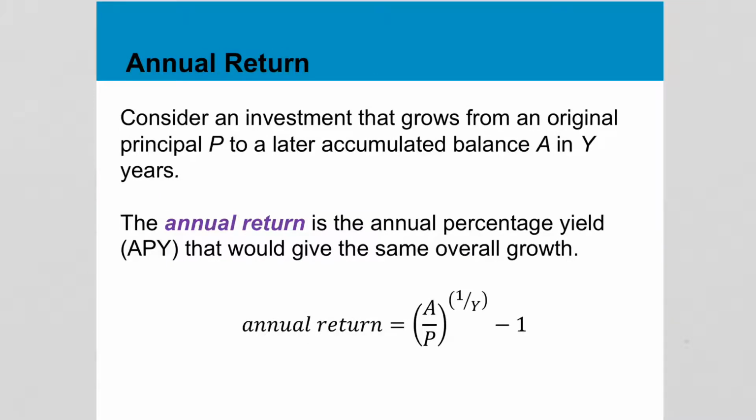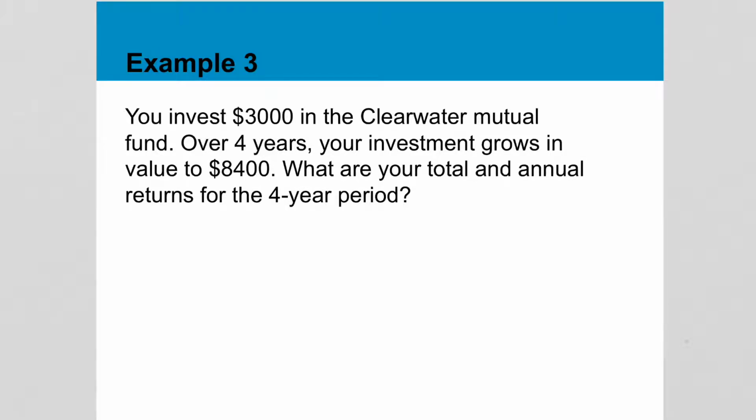The annual return is the annual percentage yield that would give the same overall growth. A over P to the 1 over Y, minus 1, also times 100%. Let's look at an example so you can understand what we're talking about here.